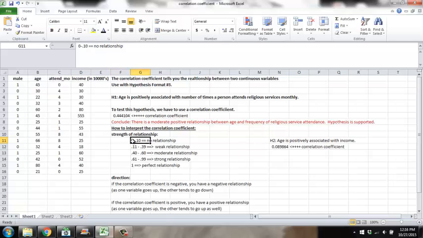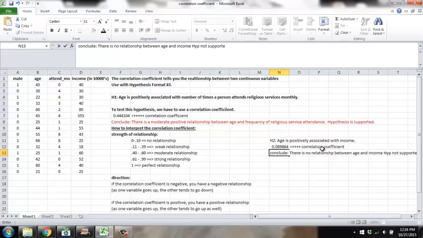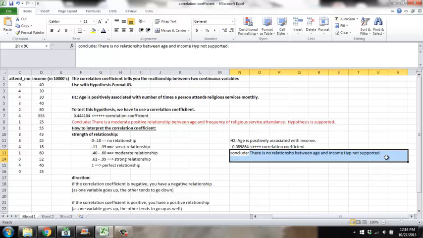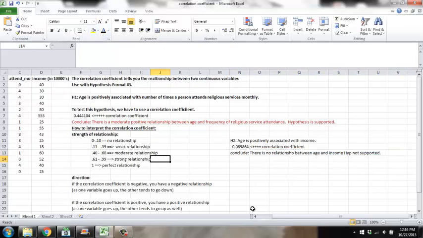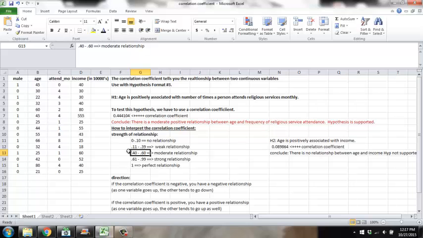So I go over to the interpretation area. The strength of the relationship says 0 to 0.1 is basically no relationship. So I'm going to conclude no relationship. Of course, it's positive, but because there's no relationship, that's kind of irrelevant. So, conclude: there is no relationship between age and income. Hypothesis not supported. Okay? Boom. And that is how you do a correlation coefficient and how you interpret it using Excel.